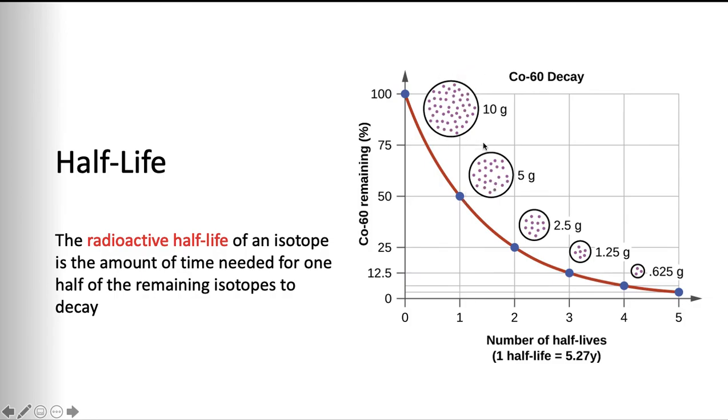Here I had 10, I cut it in half, I got 5. After another half-life, I divided 5 in half and got 2.5. After another half-life, 2.5 is reduced by half to 1.25 grams, and so on. So a half-life is the time needed for the original amount of isotopes to decay by half. That's why it's called half-life: how long it takes for half of the original amount to decay into something else. Therefore, you have only half left after one half-life.